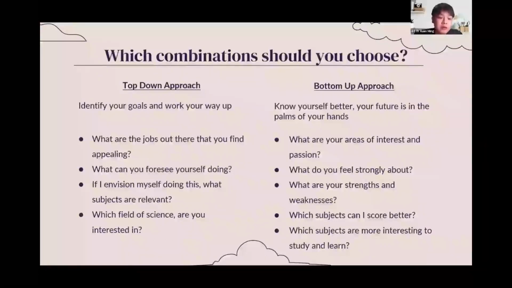And in general, you should try to find out what field in science you are interested in. If you are somebody who always likes to read up on AI, artificial intelligence, you like to read up on nuclear physics, you like to read up on astrology, you like to study the planets, and stuff like that, these are actually good indications of what subjects you should take as well, right? So this is for the top-down approach.